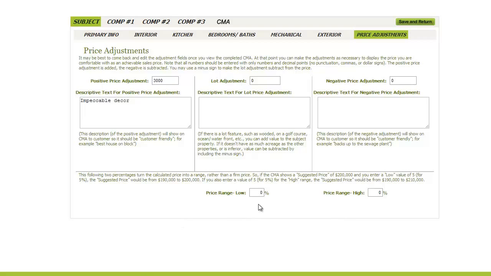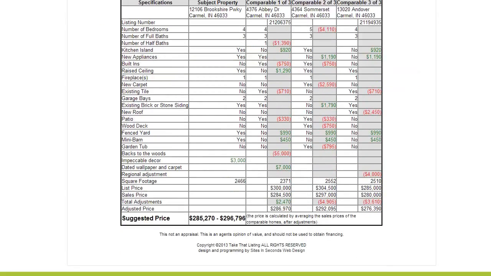In these two boxes, you can put whatever number you want to. Let's say I believe overall the subject property location is better, the subdivision sells much better than the comparables, and the overall appeal of the floor plan is just better. I think the seller could do a little bit better than 288. I think it could sell for 1% below the 288,000, but it could sell as much as 3% above. Go back to the CMA, and now you'll see a range in the bottom. This range reflects the percentages that you typed in for price range low or price range high.